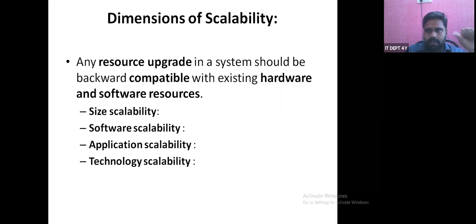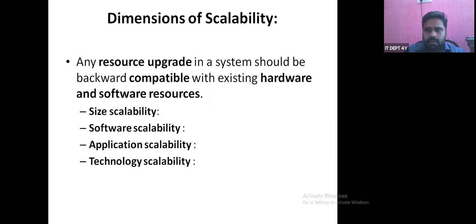Likewise, for any project we need updated resources, like updated hardware. The system should have the capability to add that hardware; otherwise, even if we add it, it will be wasted. That is also one of the metrics related to scalability. In that, different scalabilities are there: size scalability, software scalability, application scalability, and technology scalability.